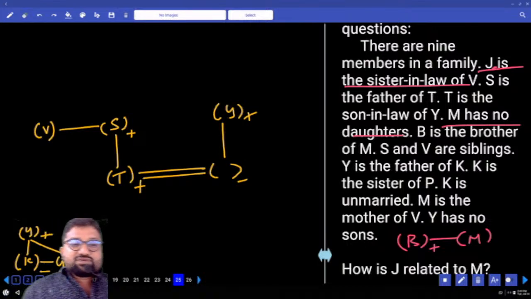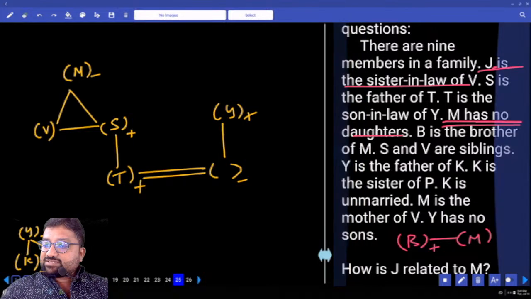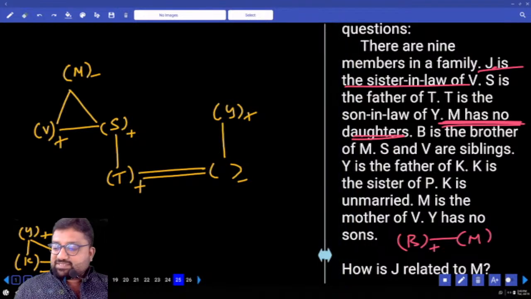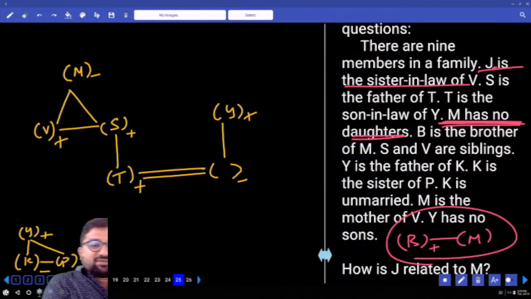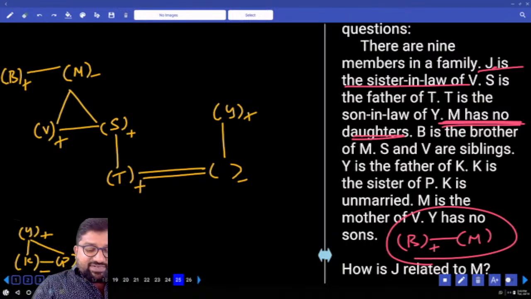M is the mother of V, and she is also the mother of S. M has no daughters. M has a brother B. Done? Everybody, tell me. And Y has how many children? 2 children.